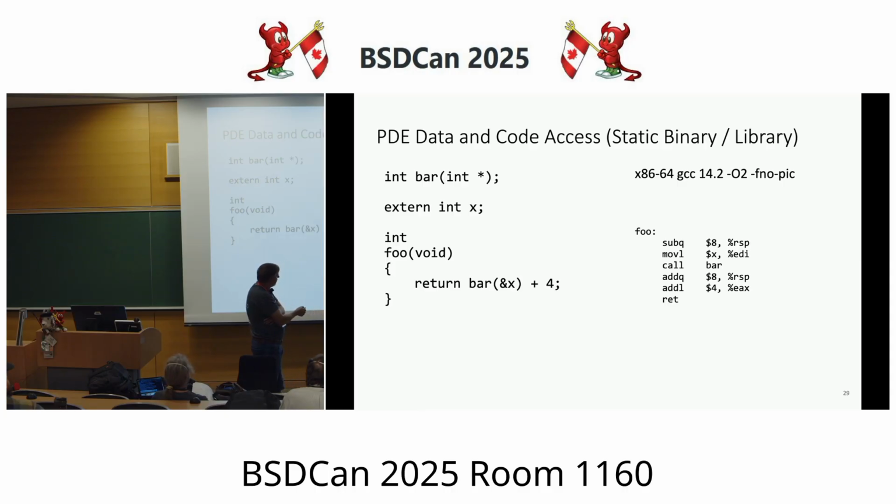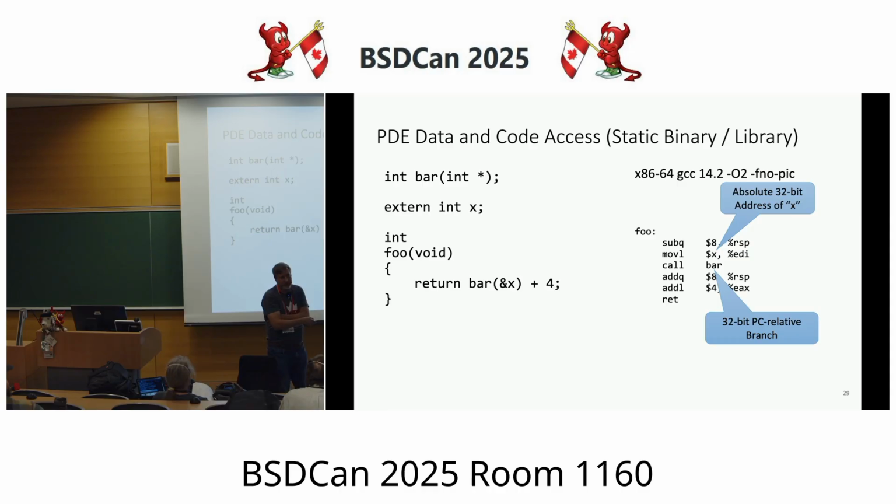So we get a couple of things. We have some boilerplate around managing the stack pointer. But the $x here means we're taking the absolute value of x, encoded as an immediate, and storing it in this register, which gets passed as the first argument. And then we're going to call bar. And the way both of these are encoded, this one is an absolute address, and this is a PC relative branch, but it hard codes the offset that it's going to jump to bar.